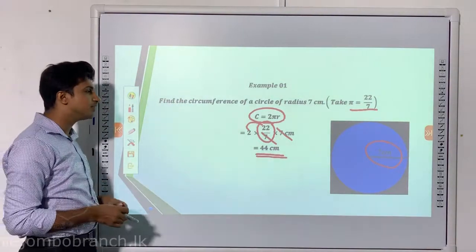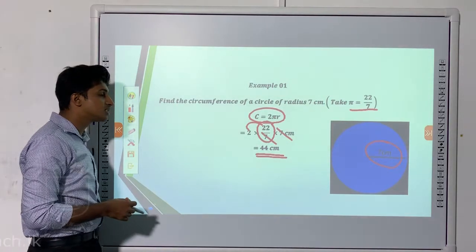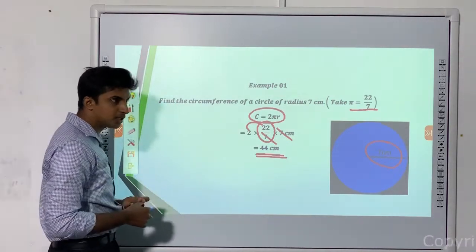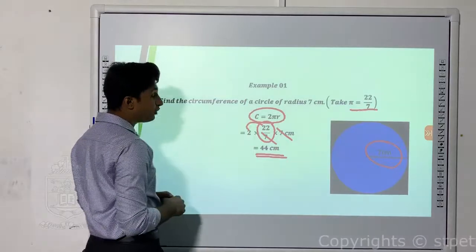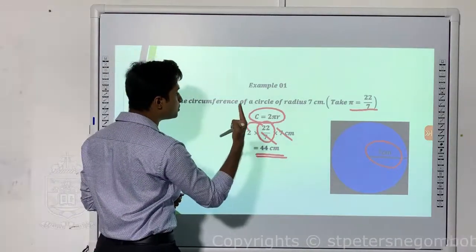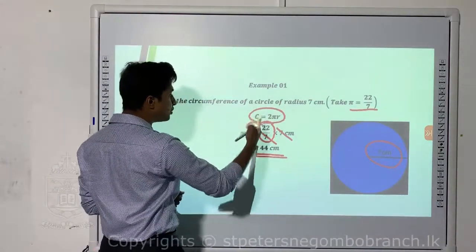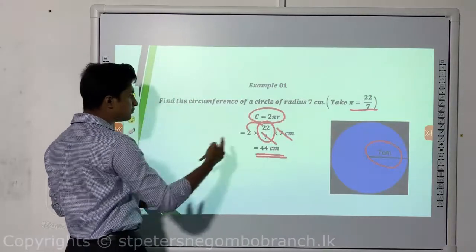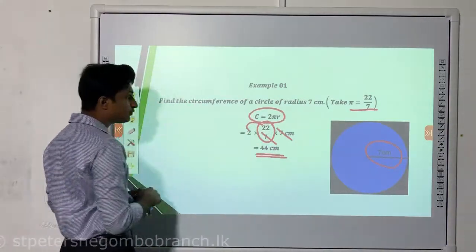This is a simple question of finding the circumference of a given circle using the 2 pi r formula. That is 2 into pi into r. 2 into the pi value, 22 over 7, into 7. So 7 will cancel. 2 times 22 will be equal to 44.